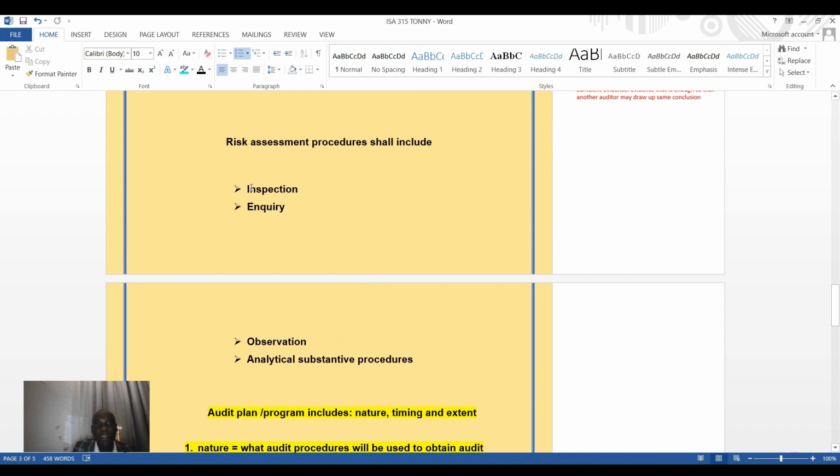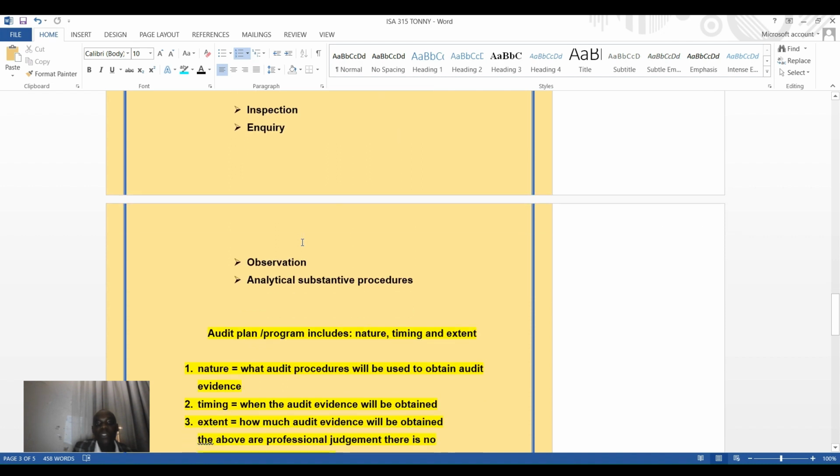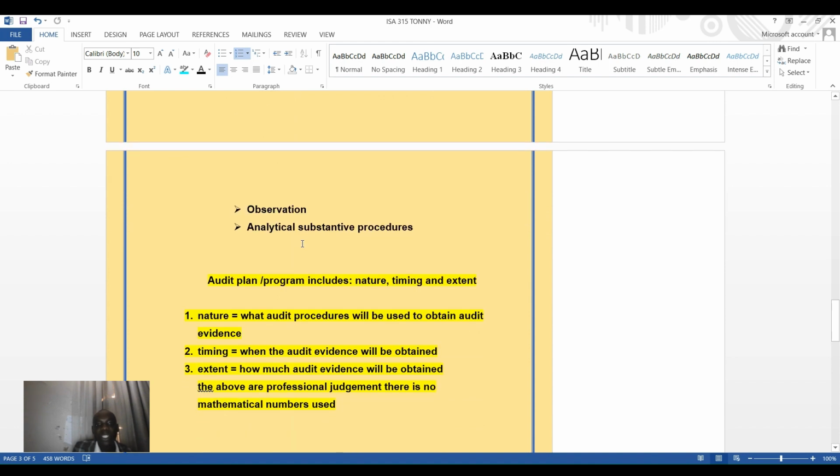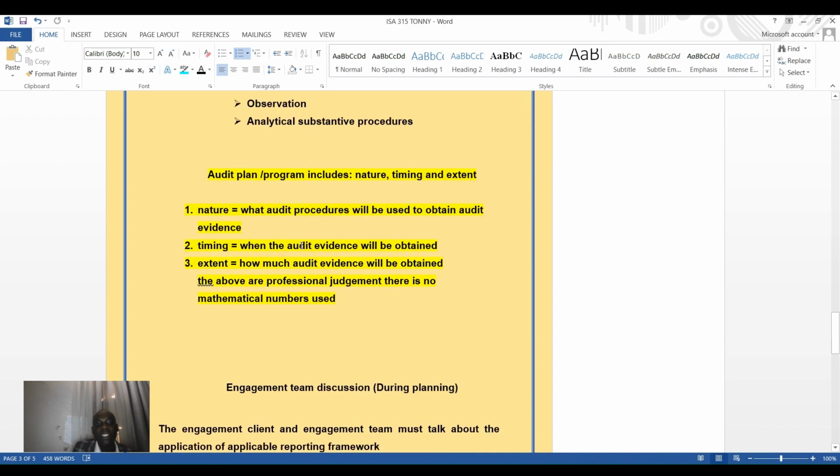We know that we have these audit procedures, like we can inspect, inquire, we can observe. Which audit procedure will be used to obtain the audit evidence? Now, timing: when the audit evidence will be obtained. Extent: how much audit evidence will be obtained or gathered. You must ask yourself, the above are professional judgment. There are no mathematical numbers used. You just use your professional judgment.